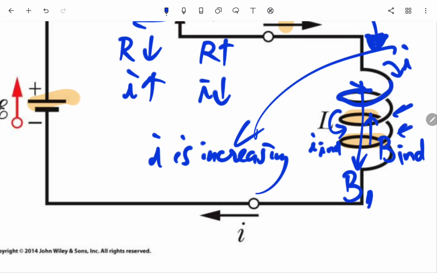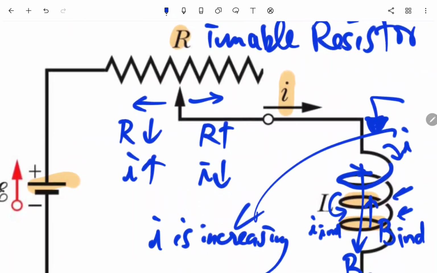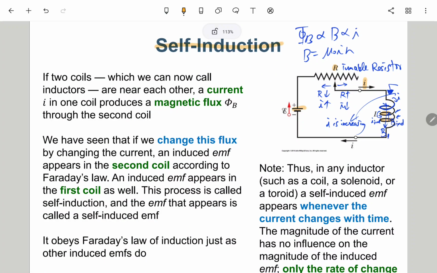So in that sense, if you just look at the inductor from outside, say you have a voltmeter to measure the potential difference across these two nodes, there will be a voltage drop, or potential drop, across the inductor. So that's the self-induction.